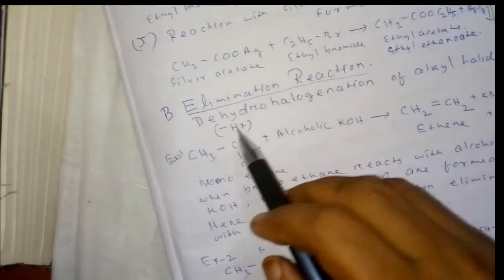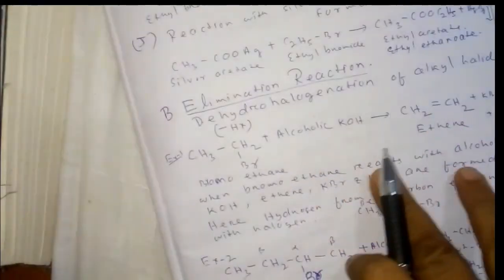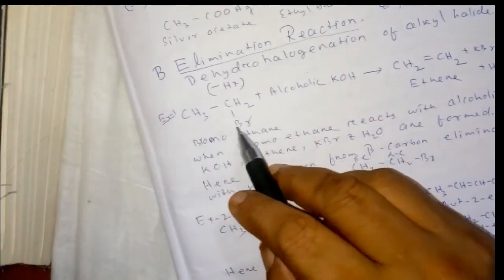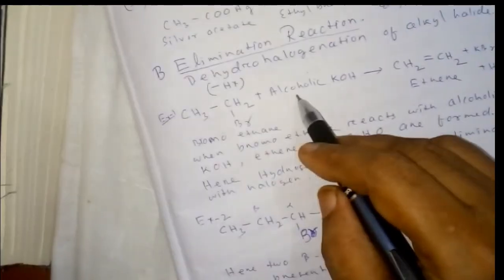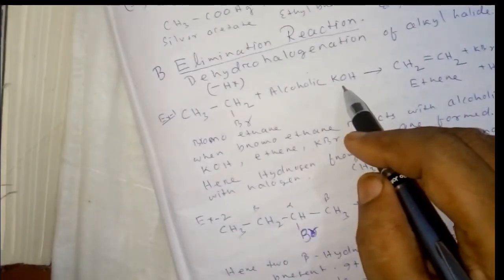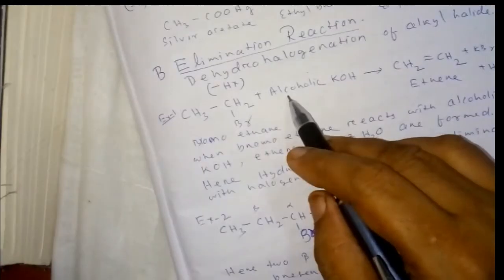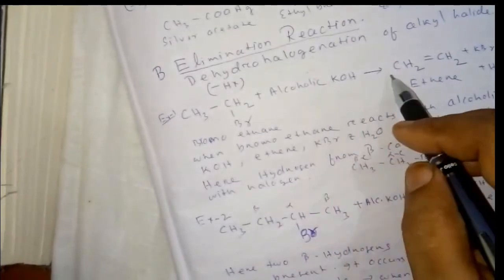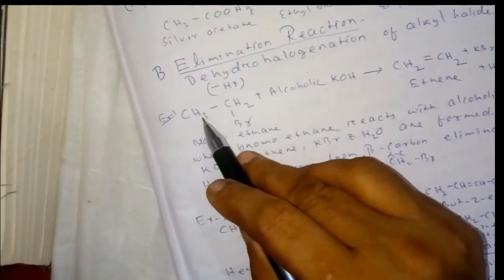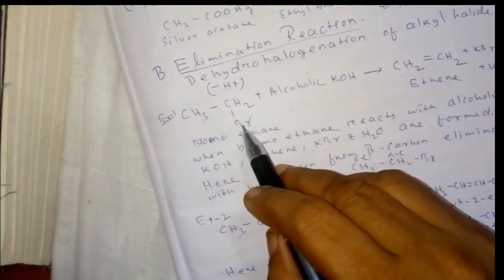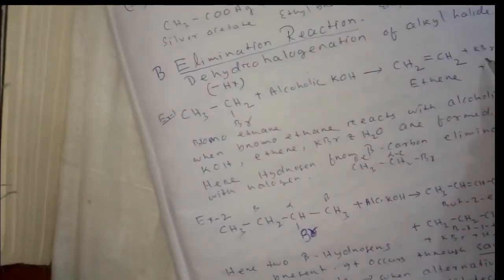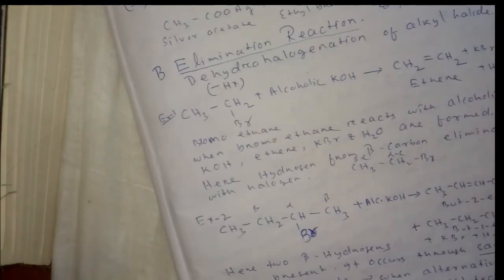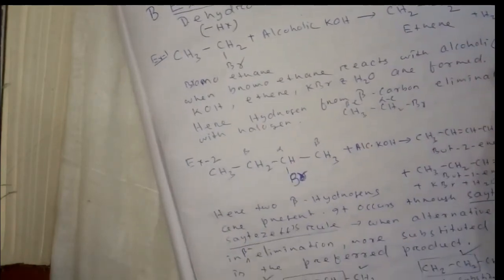Dehydrohalogenation of alkyl halide, minus HX, means HX will go. H will go from here, Br will go from here. It occurs in the presence of alcoholic KOH. Substitution reaction occurs in the presence of aqueous KOH. Elimination reaction occurs in alcoholic KOH. CH2=CH2 plus HBr. This HBr will react with KOH to give KBr plus water.